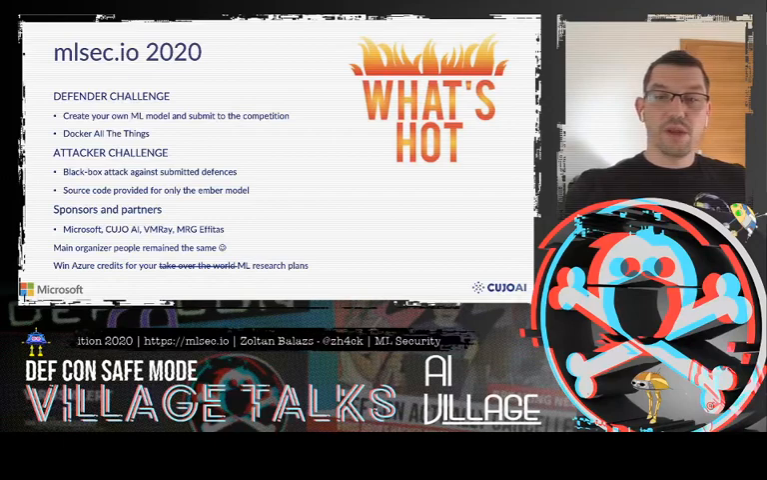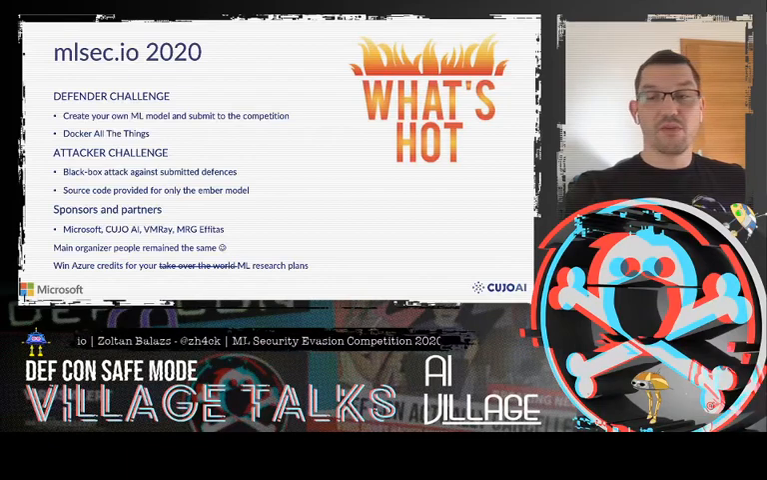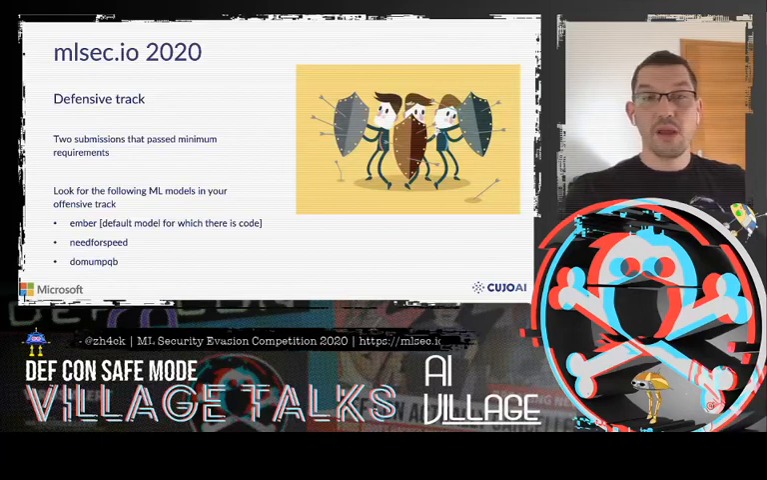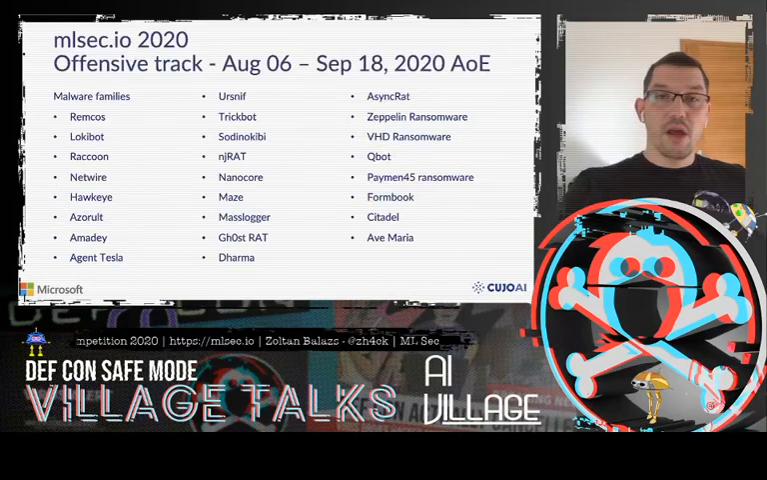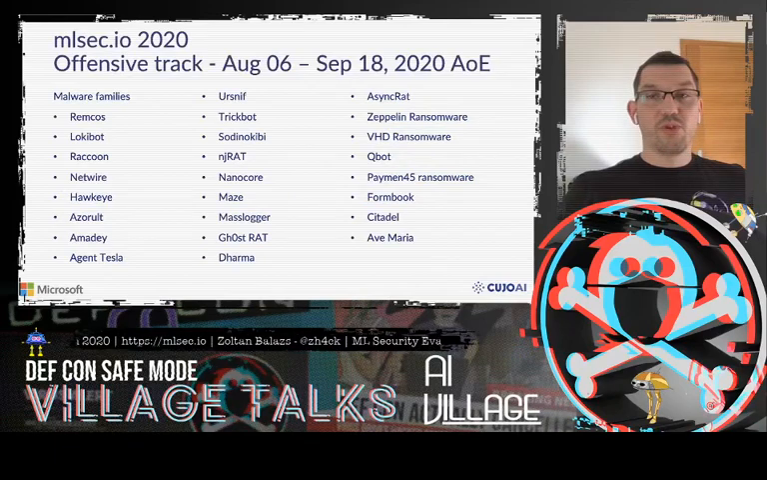And if you win this competition, either the Defender or the Attacker challenge, you can win some Azure credits for your machine learning research plans. The defensive track is already over. We received two submissions that passed the minimum requirements. And the offensive track already started, so I highly recommend you to go to our website, analsec.io, and check out what the competition is.